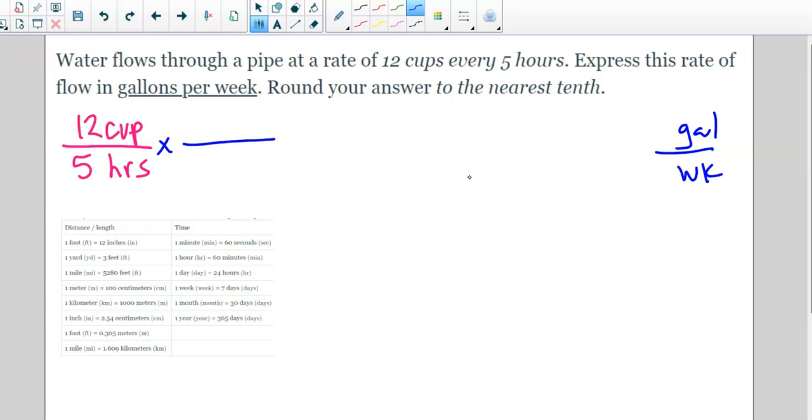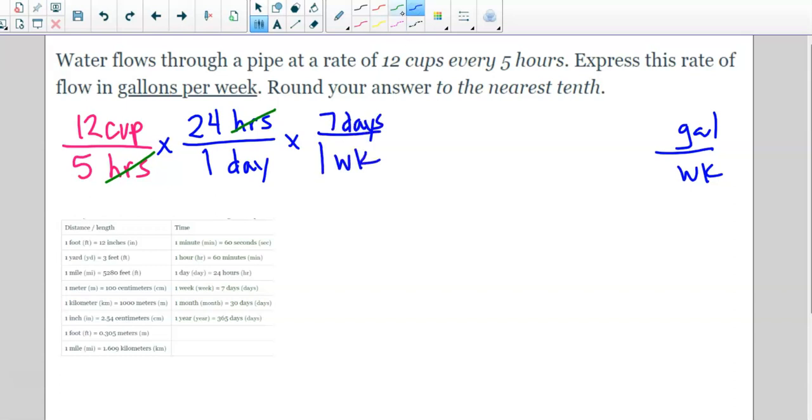I don't know how many hours there are in a week, but I do know that there's 24 hours in one day. And I also know, there's my hours canceling. I also know that there are 7 days in a week. So 7 days, 1 week. So now I've got my week. So I'm done with the time, and now I have to go to the cups to gallons.